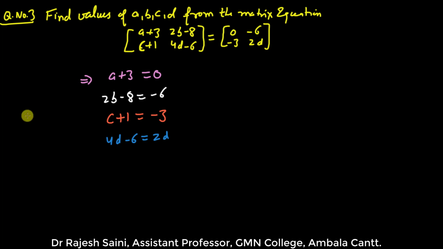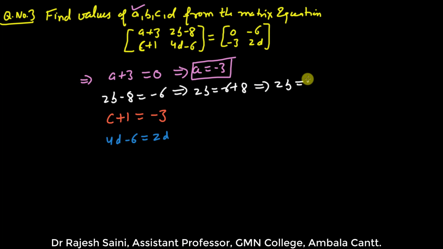From here we will calculate a, which is equal to minus 3. So the first value we have determined. Next we will determine 2b minus 8 equals minus 6. From here we will determine the value of b. So this implies that 2b minus 8 equals minus 6, so the minus 8 will go over there and make it minus 6 plus 8. This implies that 2b is equal to 2, implies b is equal to 1. So this is the second value.